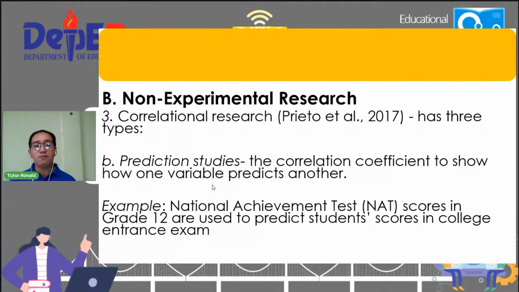And then the second type of correlational research is a prediction study or prediction studies. The correlation coefficient shows how one variable predicts another. For example, the National Achievement Test or the NAT scores in grade 12 are used to predict student scores in college entrance exam. So prediction study.